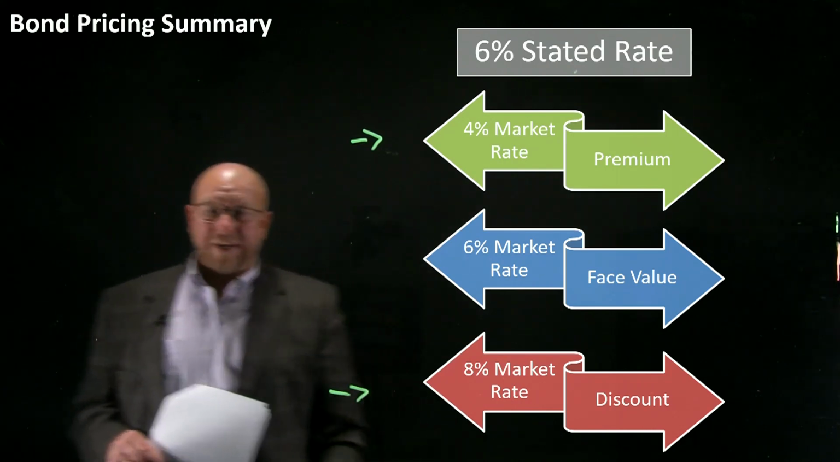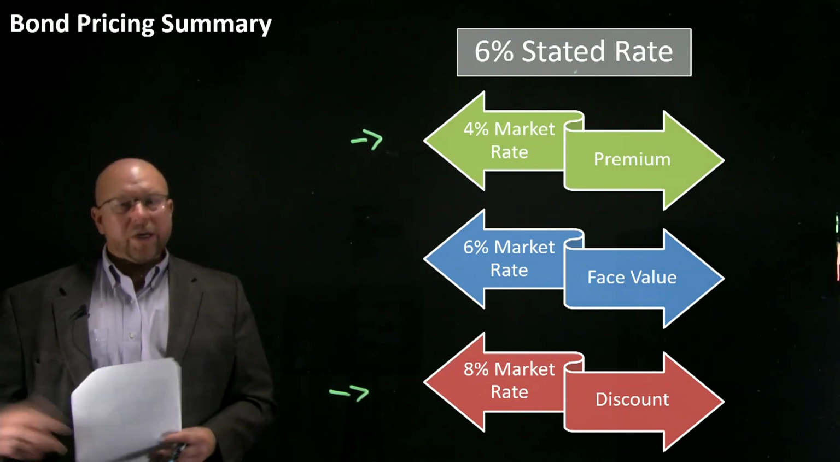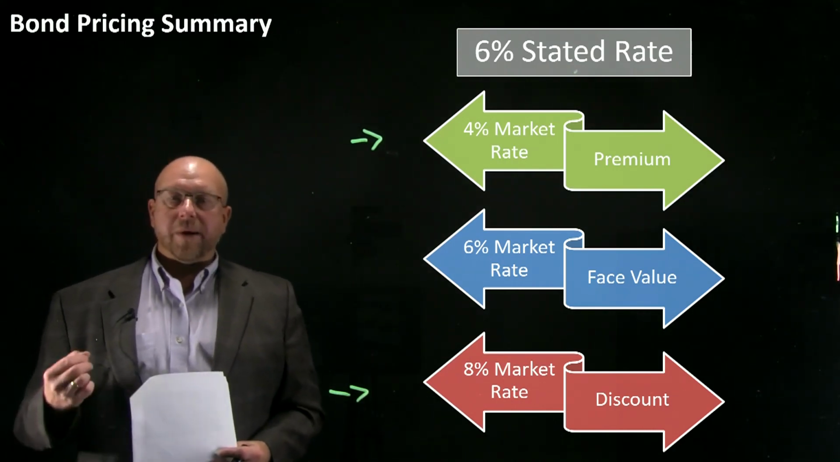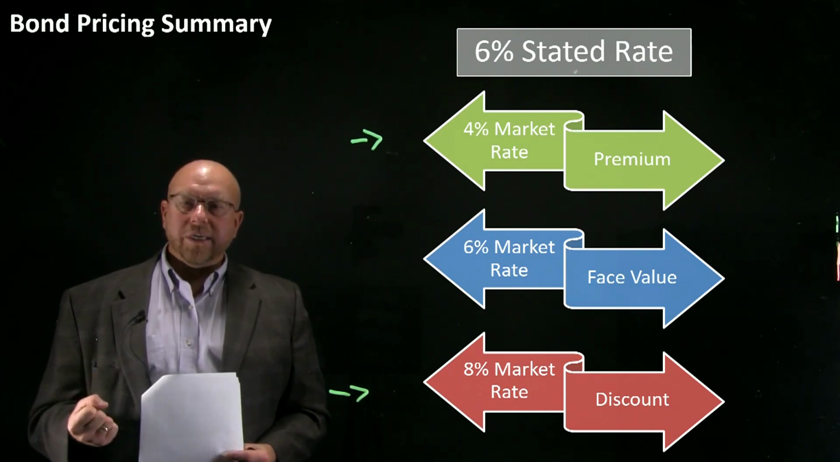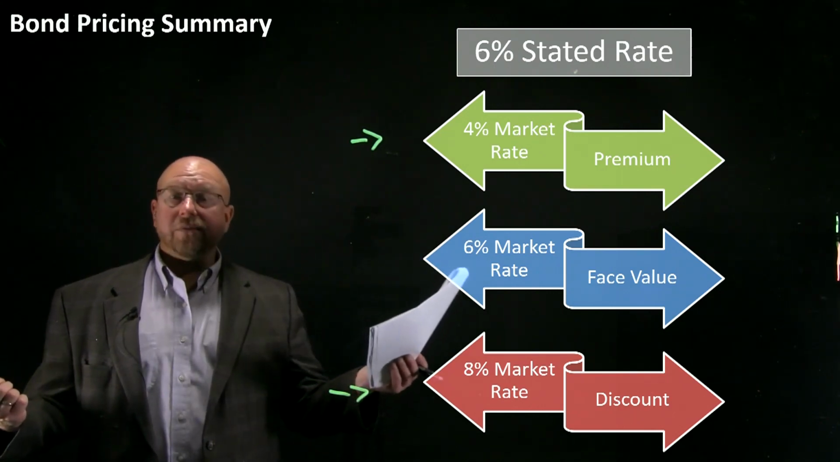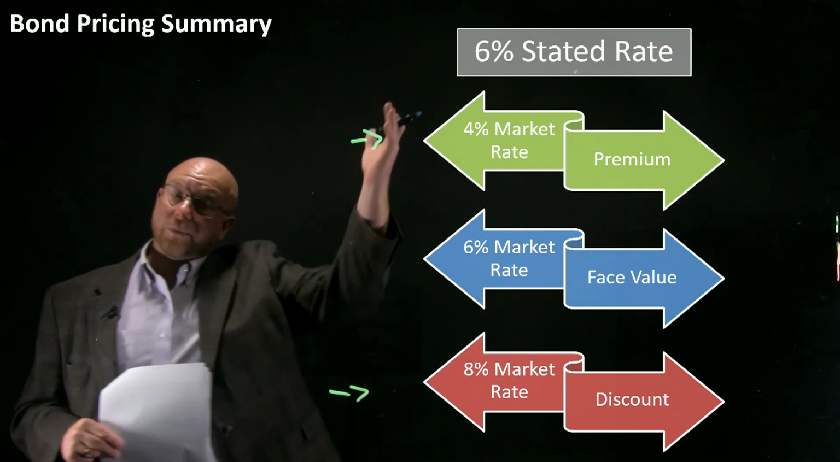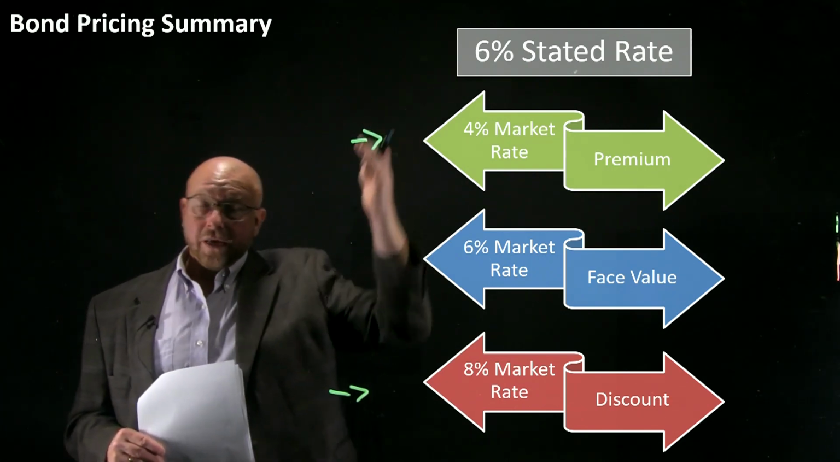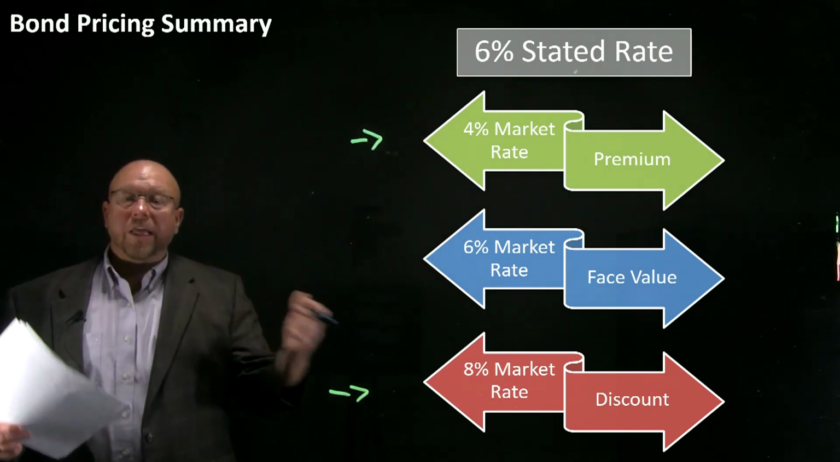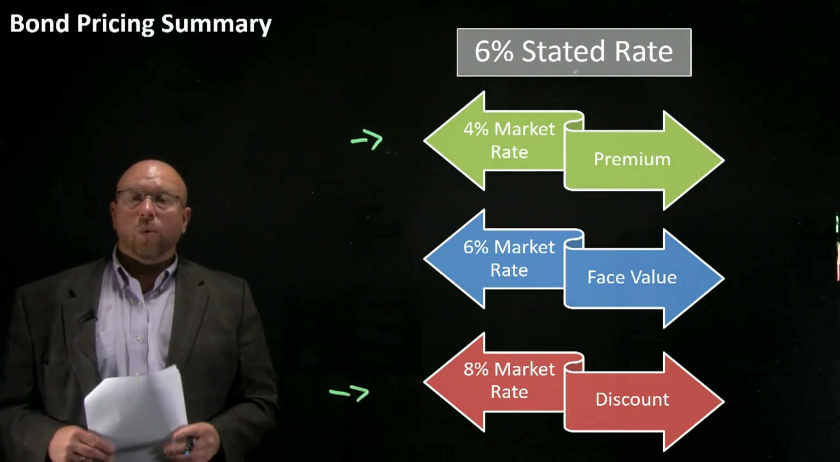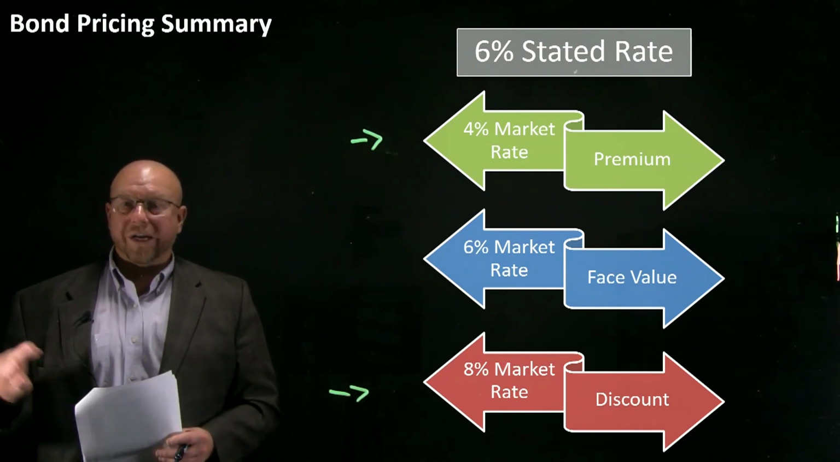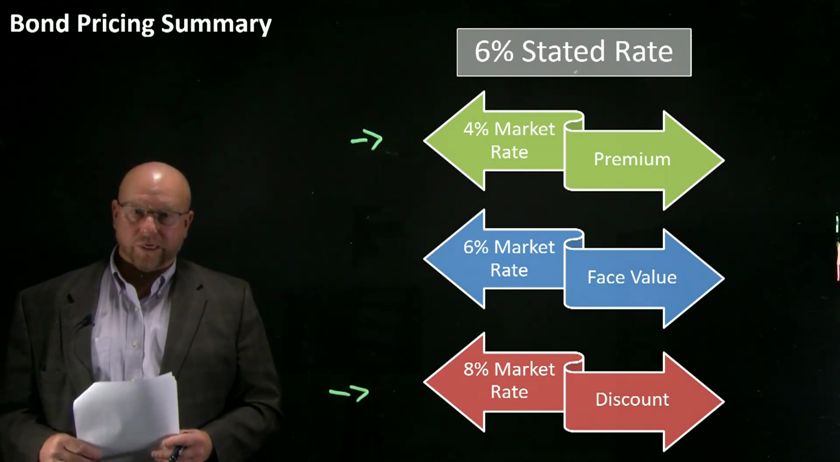Now, if the market rate is 8%, we're going to have to offer a discount because our bonds are not quite as good as other investments in the marketplace. So if we want people to sign up for our 6% interest payments in a time when they could get 8% elsewhere, we're going to have to offer them a discount. We're not going to receive as much money on the front end.